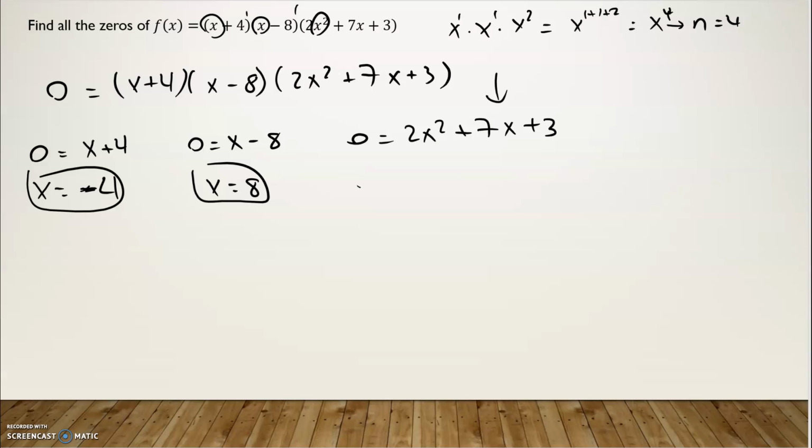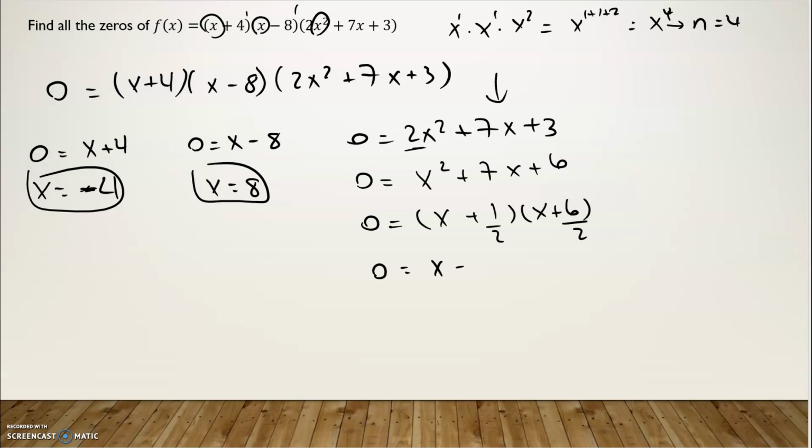Okay, now what I'm going to do is use the shortcut method to solve this. So this is going to be x squared plus 7x plus 6. I'm going to factor that. So that'll be x here, 6 and 1 both positive. Need to divide back what I took out. Okay, so we've got x plus a half and x plus 3.